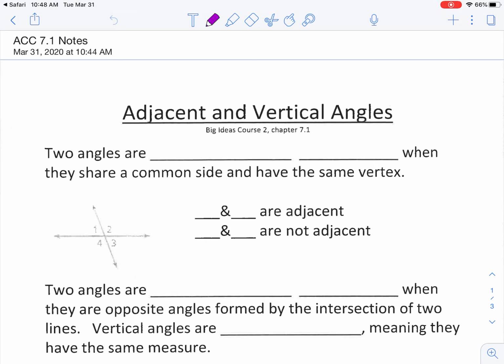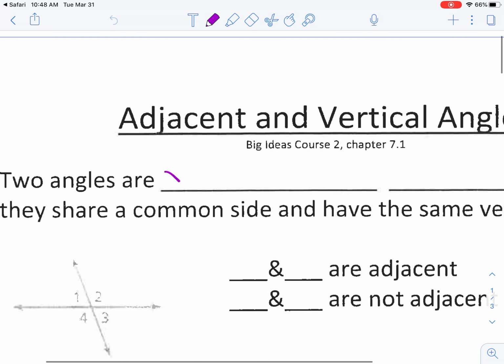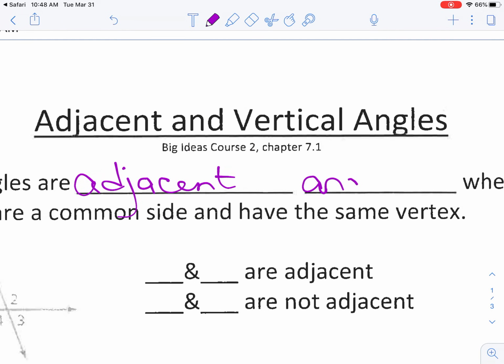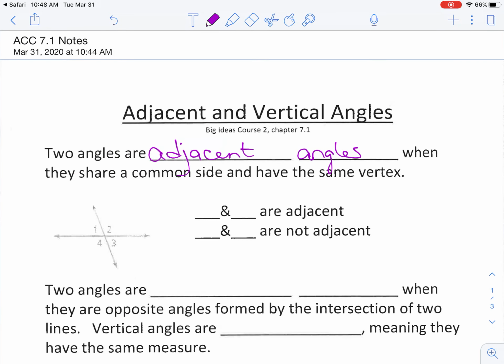Okay, so we're going to start today with adjacent and vertical angles. Follow along, write these in, and then obviously you can come back to these to do your lessons on Wednesday and Thursday. We're going to say that two angles are adjacent angles when they share a common side and have the same vertex, where the two lines intersect or meet. We're going to call these adjacent angles.